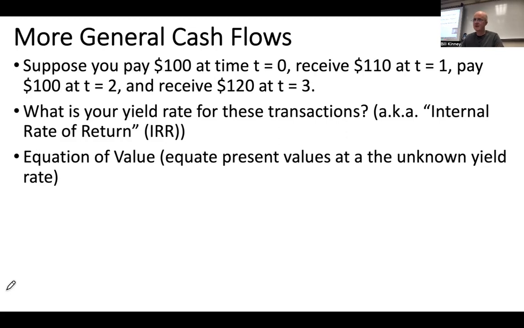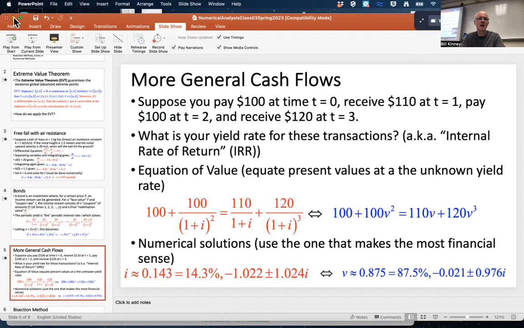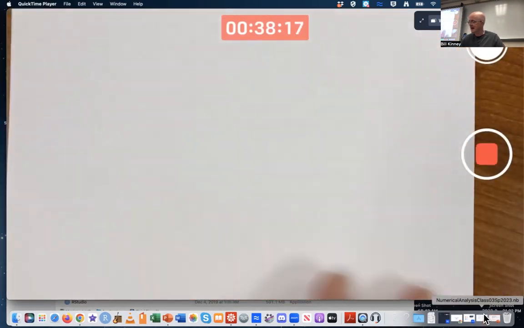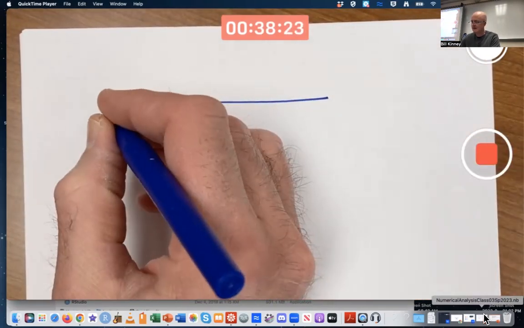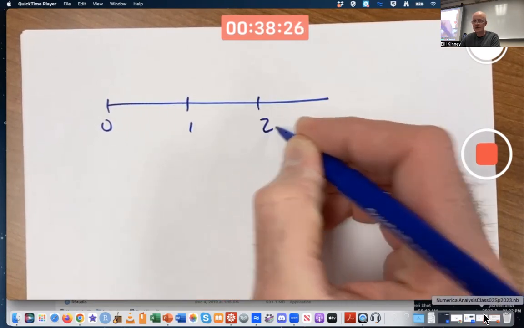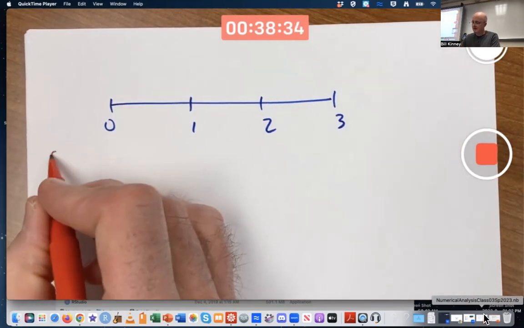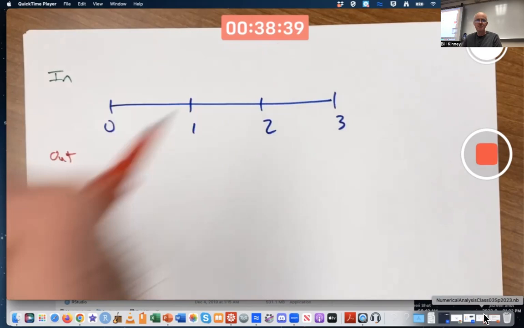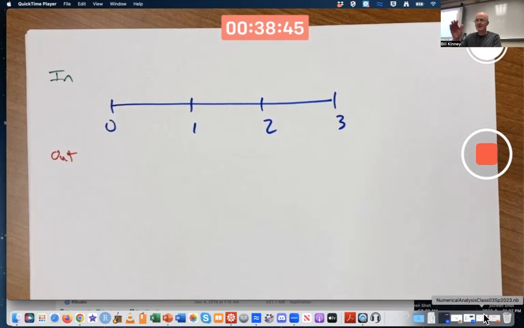So before I show you the answer, let's make a number line, a timeline for these payments. Time 0, 1, 2, and 3 are the periods of interest. You could have outflowing money and inflowing money. Outflowing money is like making a payment.